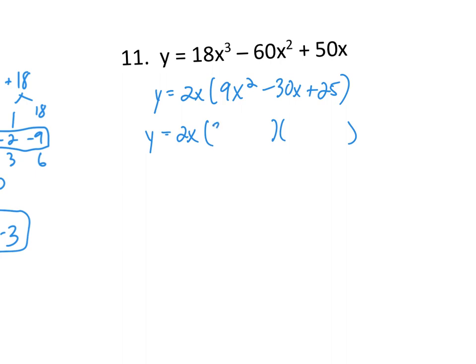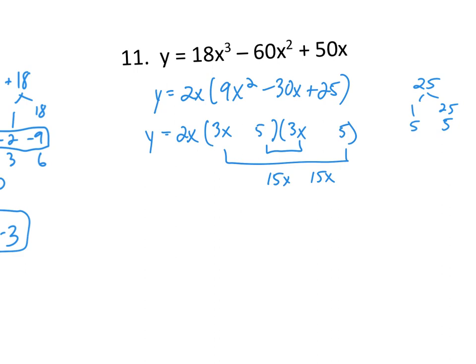I can see right away it's 3x and 3x. I'll explain why in just a moment. And then 25 is either 1 and 25 or 5 and 5. And it's going to be 5 and 5 because I noticed that 3 times 5 is 15x, and 5 times 3x is also 15x. And that would give me -30. So as long as these two are negative, we're good to go.